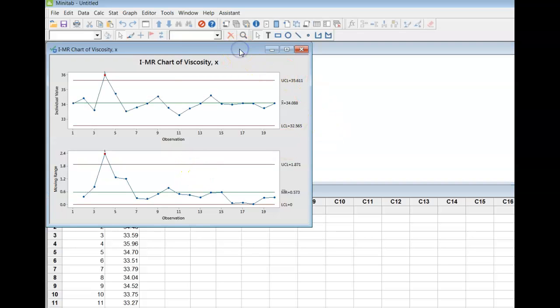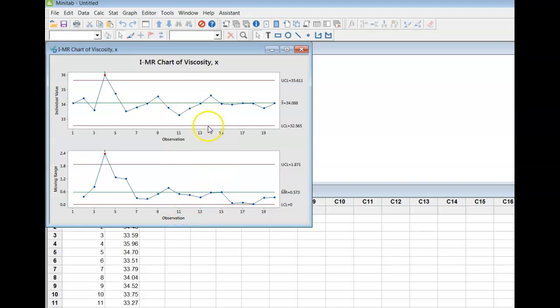Okay, so here I have my chart, and I can see that I have an out of control point at batch number 4 on the individuals chart, and I also see that same thing on the moving range chart. Notice now that my center line gives me a mean, because this is the mean of all the individual batches, and down below on the moving range we get an average moving range.